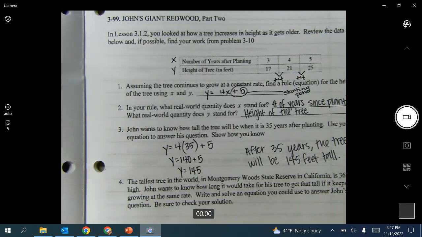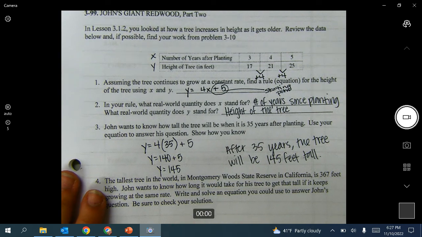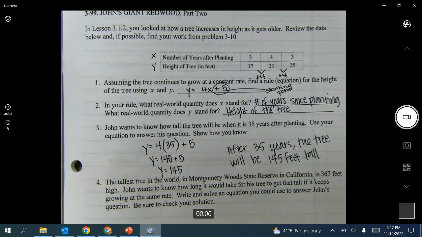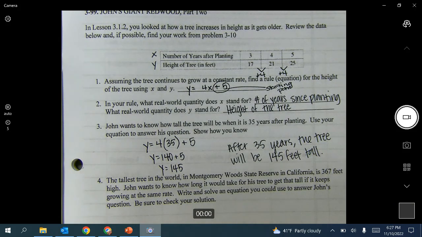Okay, so the tallest tree in the world, in Montgomery Woods State Reserve in California, is 367 feet high. John wants to know how long it would take for his tree to get that tall if it keeps growing at the same rate. Write and solve an equation you could use to answer John's question. Be sure to check your solution.